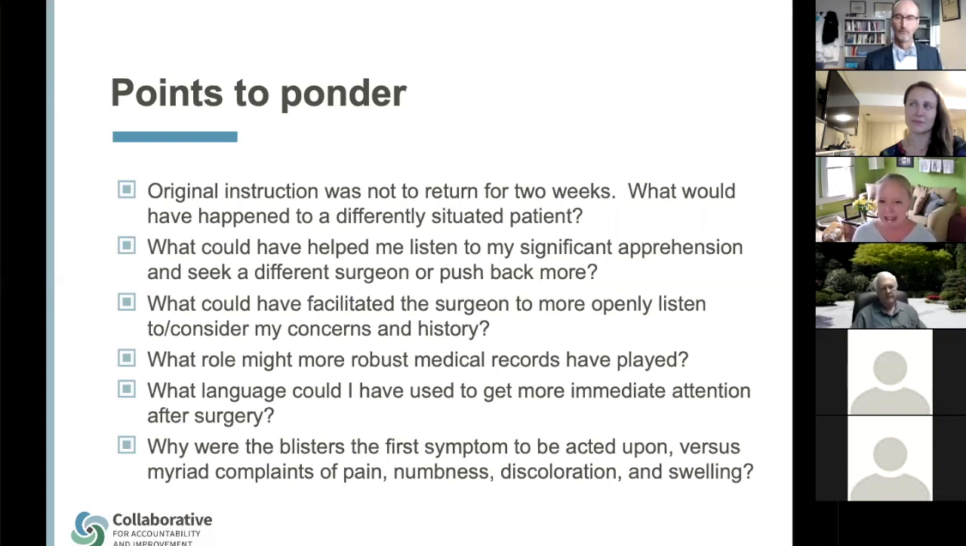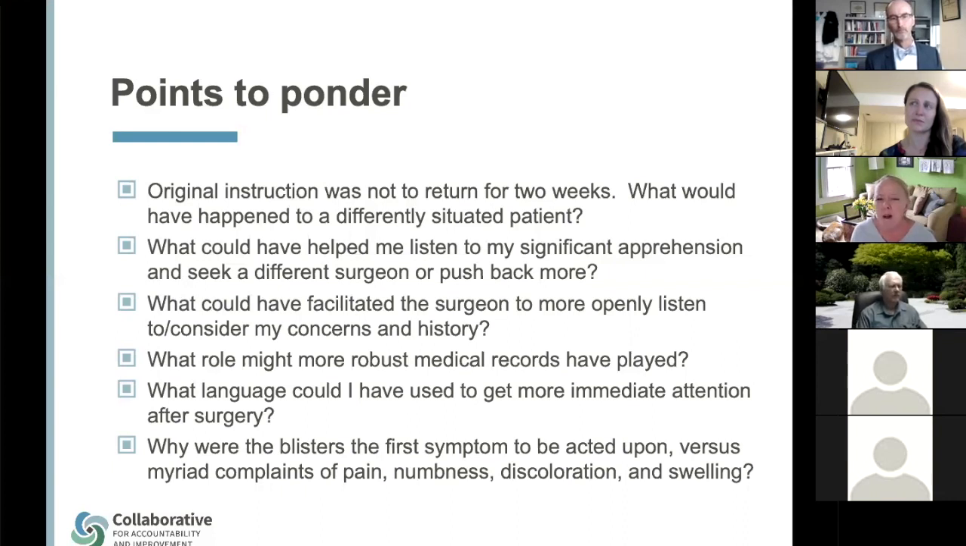But I think the thing that really gets me is my initial instruction was to not be seen again for 2 weeks. And I really can't imagine what would have happened. I am highly educated. I have resources. I have no other kind of constraints that others might face. So what would have happened to a differently situated patient? That's what really makes me sick to my stomach to think about.